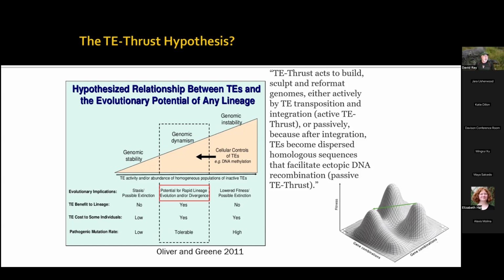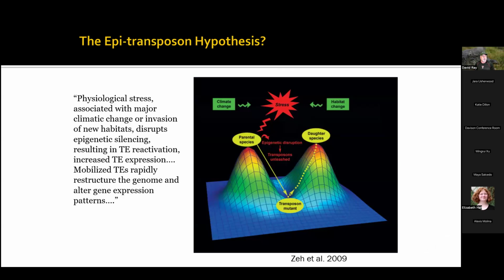Now, there's other hypotheses as well. Another one that's really popular is the epitransposon hypothesis. This is the idea that we don't see transposable elements mobilizing a whole lot in most of our cells. In somatic cells, they're pretty much epigenetically silenced. They're methylated, and that methylation shuts them down and prevents them from moving from place to place. And that's a good thing, because if that doesn't happen, then you tend to get cancer.